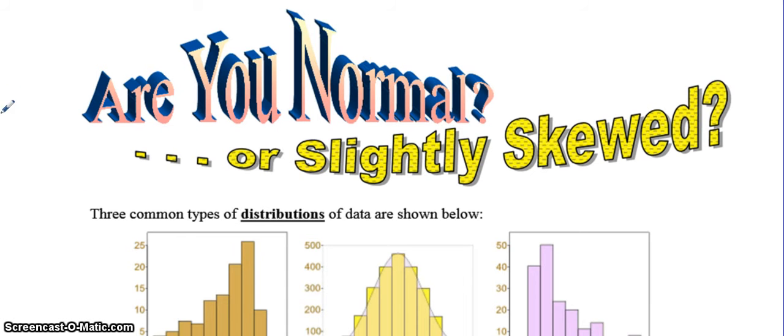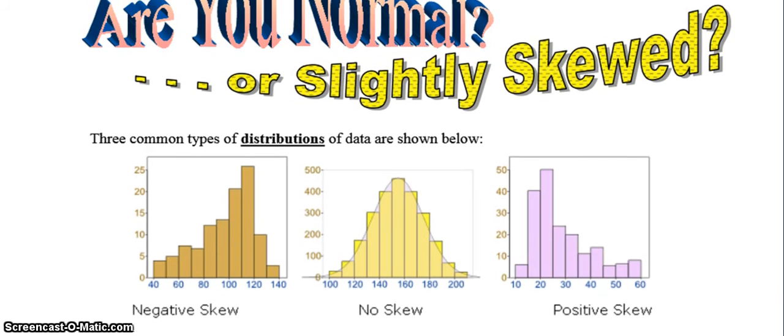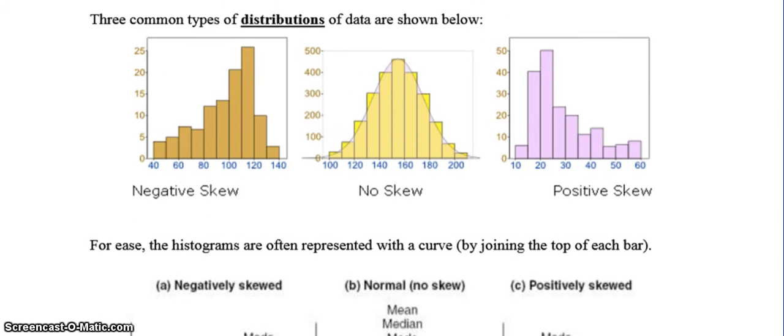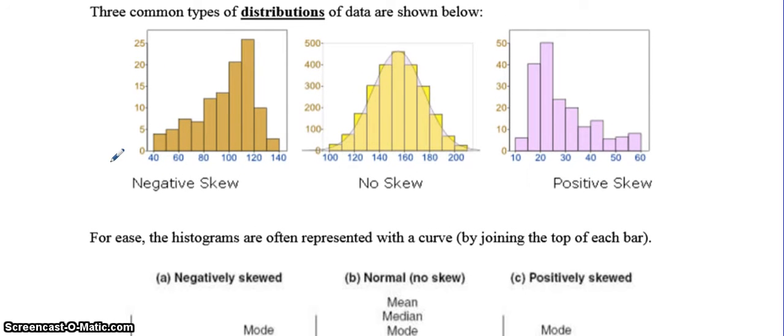Welcome to your last lesson of this unit, and this is titled, Are You Normal or Slightly Skewed? Let's take a look. When making histograms, there are lots of different shapes that the histograms can take. The three that we're going to be looking at are as follows.